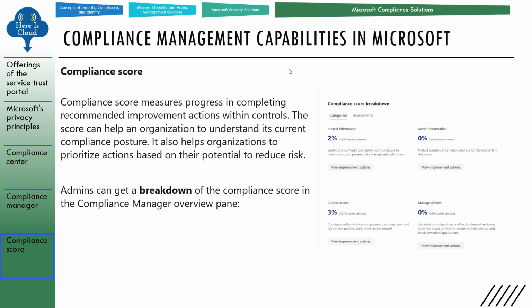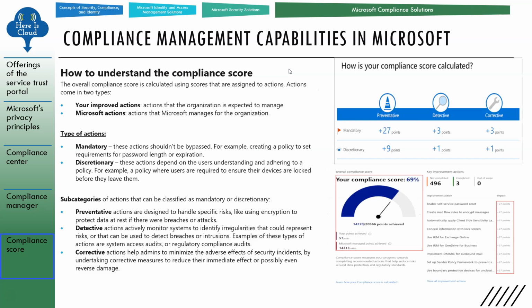As you can see on the right hand side, it is showing the compliance score breakdown, and it is showing a button under each of these, view improvement actions. So it can tell if you do that action, your compliance score will improve. So a little bit more about how to understand the compliance score.